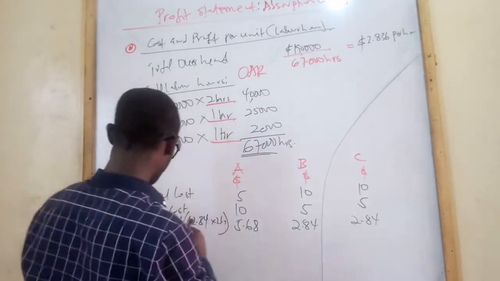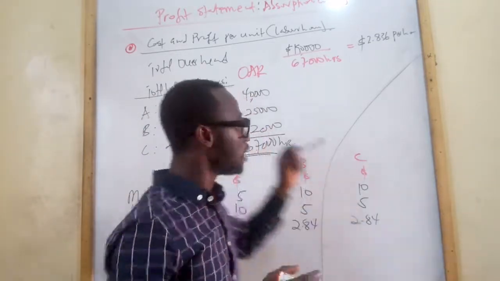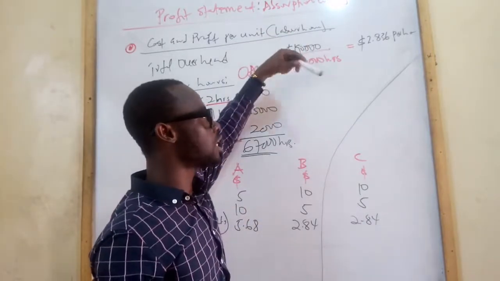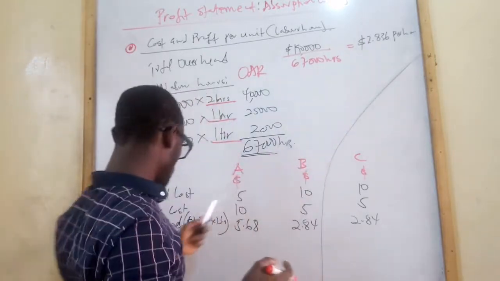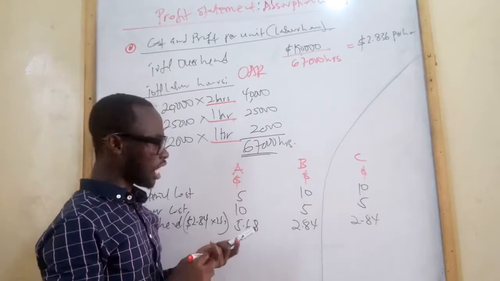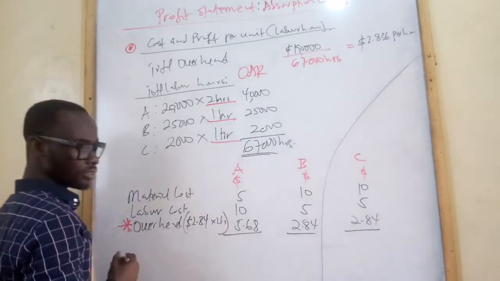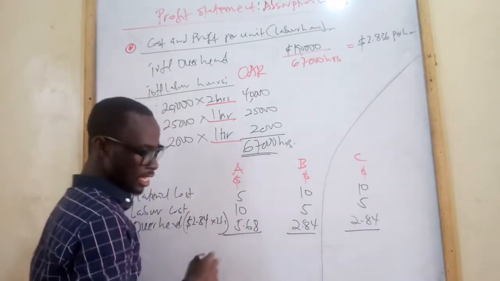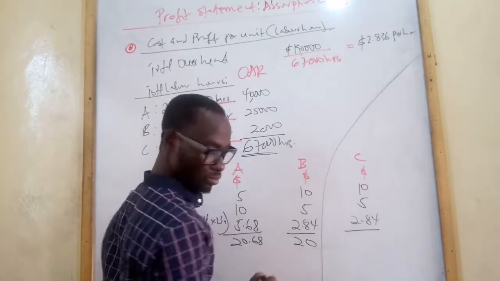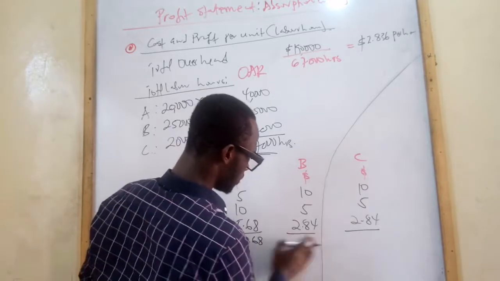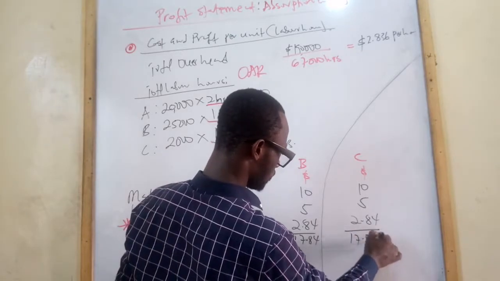Now, this is what is bringing the difference between activity-based costing and absorption costing. In absorption costing, we just look at the total overheads and we divide it by the labor hours and we get the overhead absorption rate. That overhead absorption rate will be used to calculate our total cost of the product. So to get a total cost of the product, it's going to be this plus that. That's 20.68 for A, and 17.84 for B, and then this is going to also be 17.84.